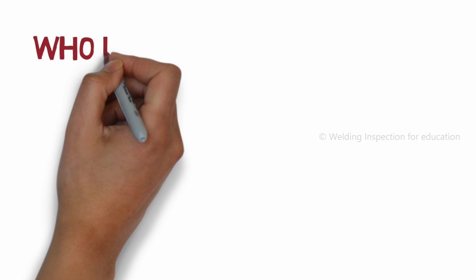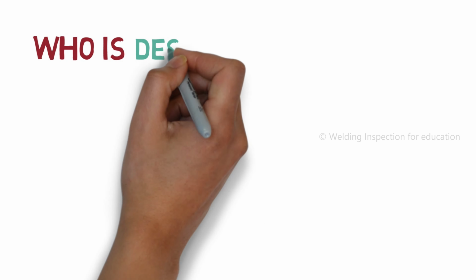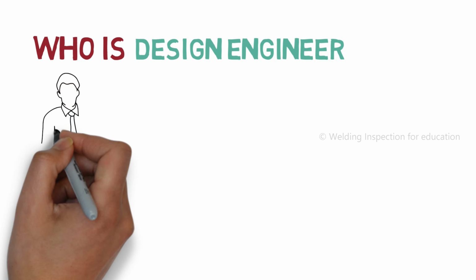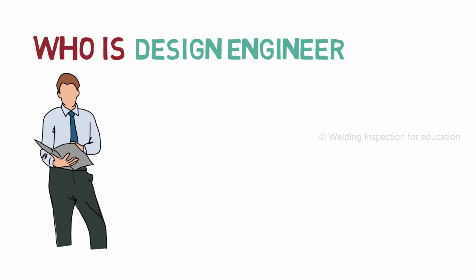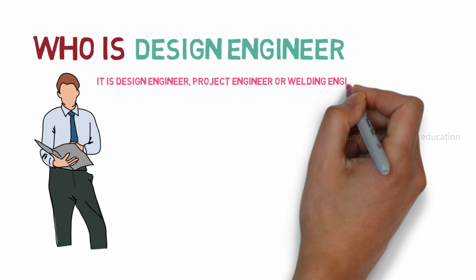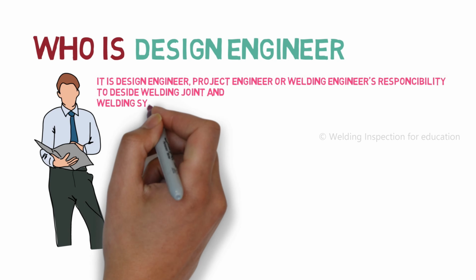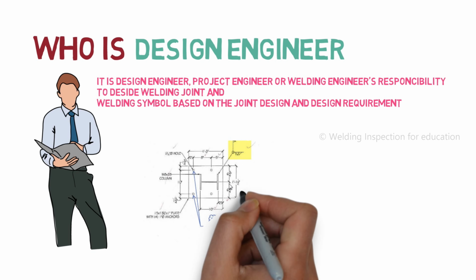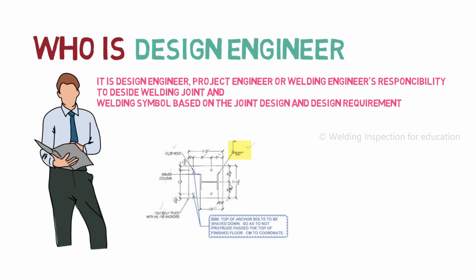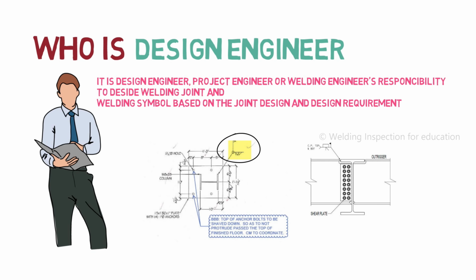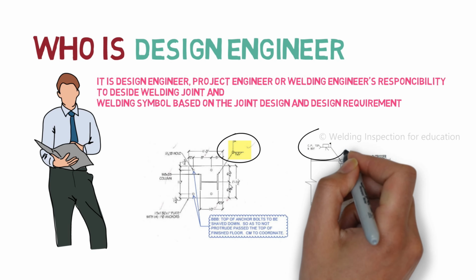Some basic terminology first, before going to the weld joints or welding symbol. First of all, and the most important thing, is the design engineer. The design engineer is also known as the project engineer or welding engineer. He decides what type of welding he needs for that particular weld joint. That is why he puts that notification with the welding symbol in the project specification or in the drawing. So it is totally his responsibility to decide the weld joint and welding symbol.